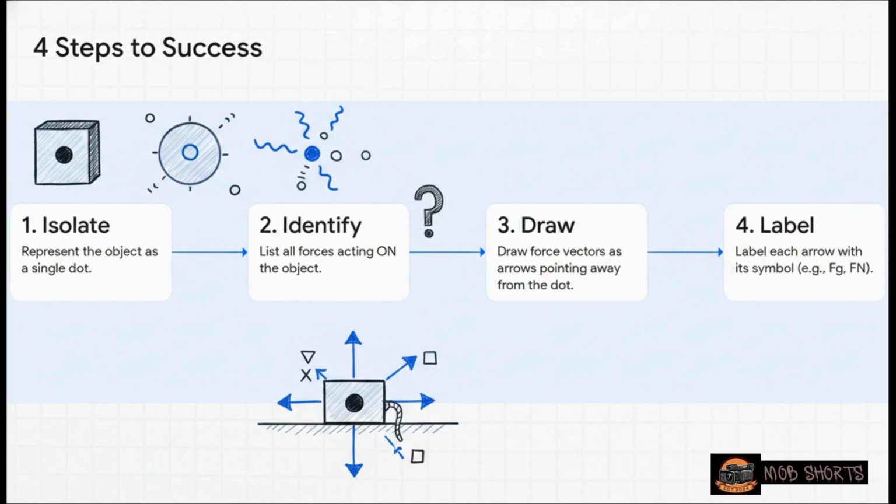3, draw your arrows for every force you identified. Make sure they all start on the dot and point the right direction. And 4, the final touch. Label every single arrow. That's it. You follow those 4 steps, you're golden.